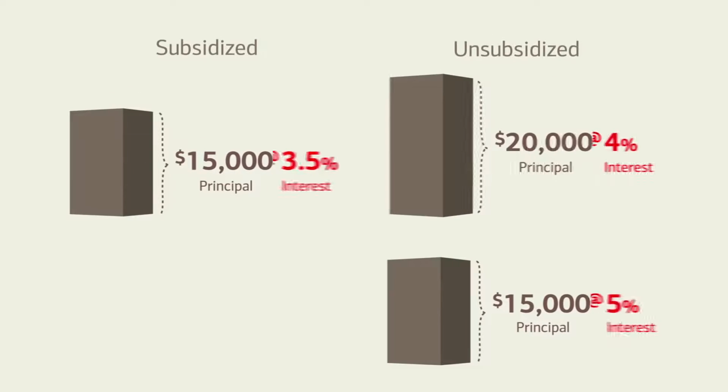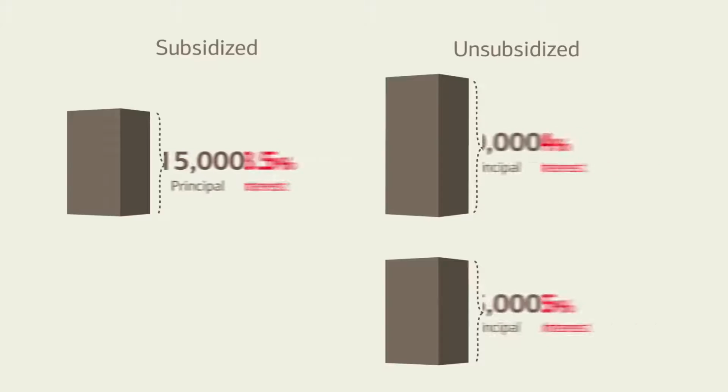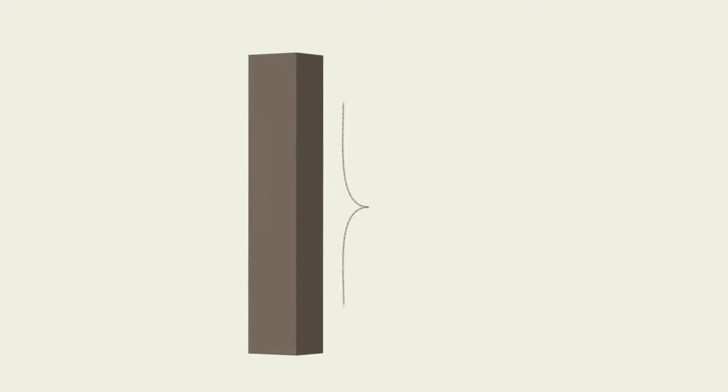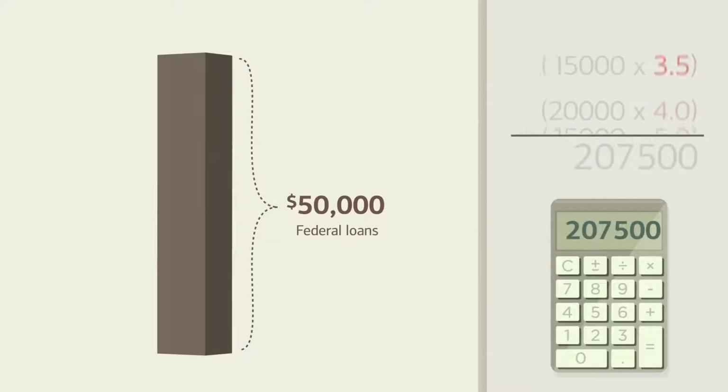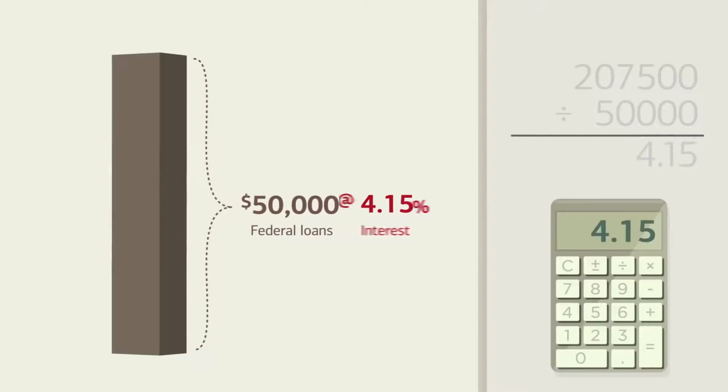Now, let's say you want to consolidate these loans. Under your new loan terms, your loans will be consolidated into one $50,000 loan, and you'll have one new fixed interest rate, which is determined by taking the weighted average of the interest rates on your previous loans and rounding up to the nearest 1/8 of 1%. In this case, that's 4.25%.